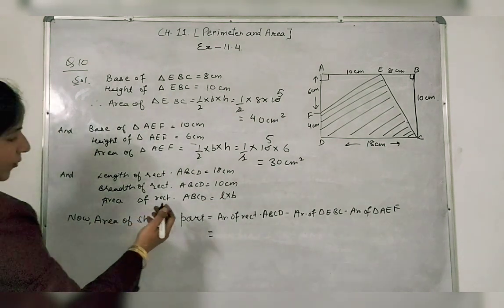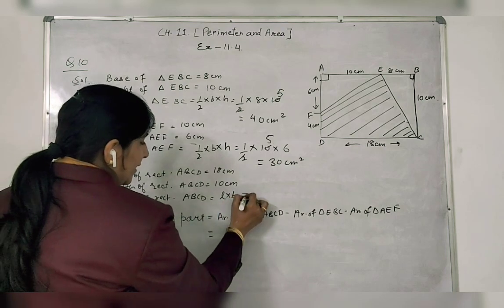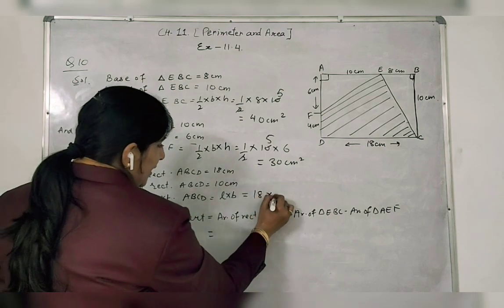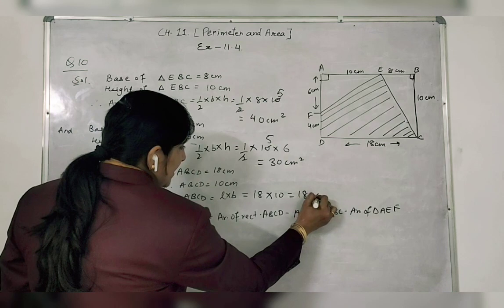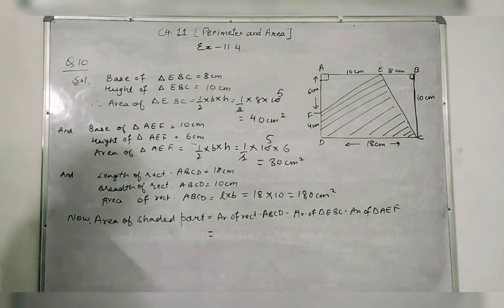Now how can we calculate its area? By multiplying length and breadth. So 18 multiplied by 10, that is 180 centimeter square, is the area of this complete rectangle.